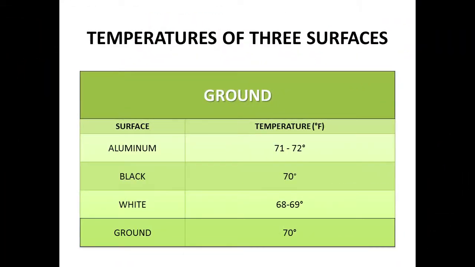Looking at a comparison between all three surfaces and the ground, they all registered around 70 degrees Fahrenheit, and this should be expected. All three surfaces were approximately 70 degrees, which means they would emit at an infrared signature of about the same temperature. And since the reflected radiation is terrestrial and was also measured to be around 70 degrees, the emitted and the reflected radiation picked up by the infrared thermometer would be approximately the same.